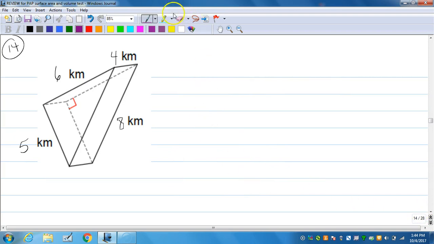Another one. Yes, another triangular prism. This triangle right here, that is my base. Is it on the base right now? No, it's kind of floating in air. So we're going to have to adjust it. All right. So let's get some things taken care of. If this is 6, then this is 6.